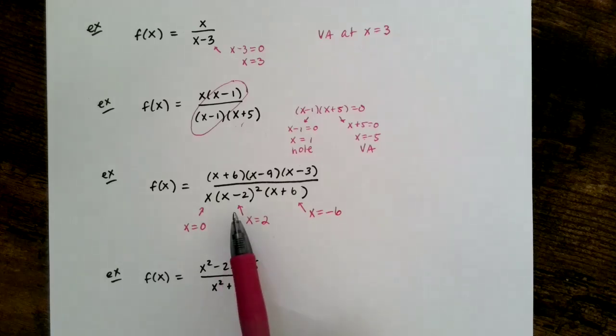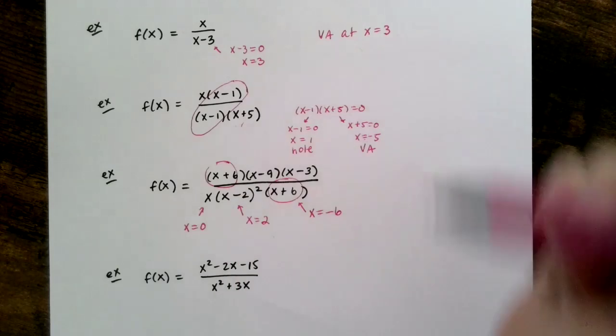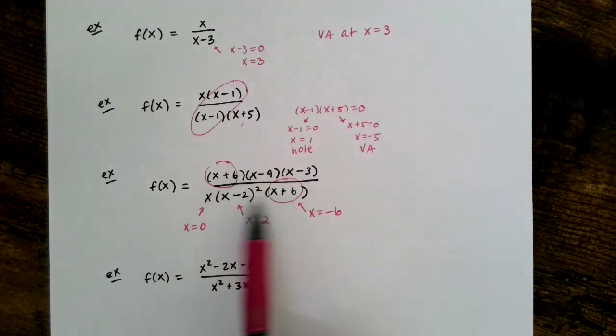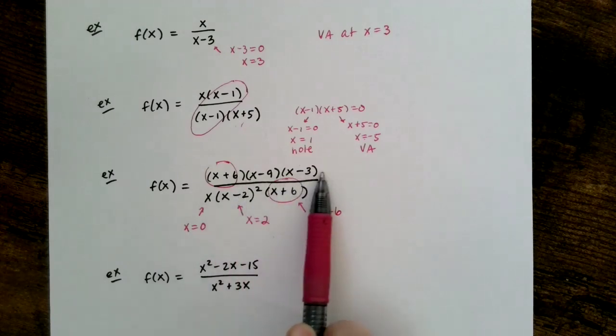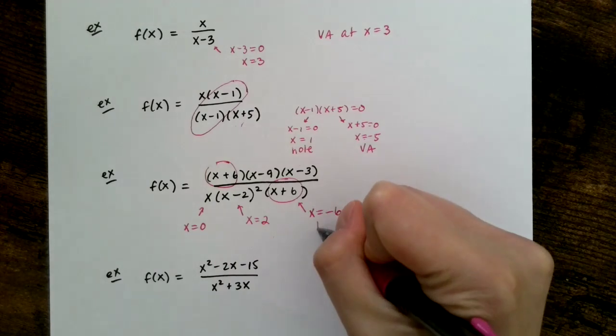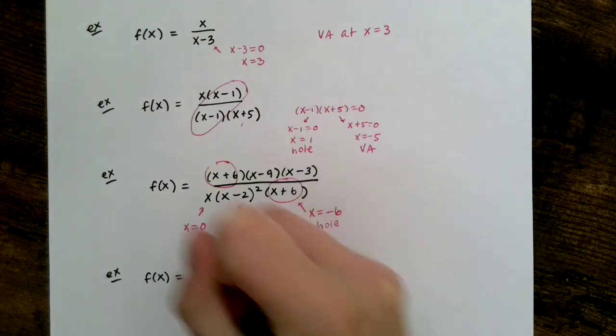And now if I look to the numerator, the only one that has a canceling factor up top is the x plus 6. x and x minus 2 on their own are not present here. So that makes -6 a hole in the graph, and then the other two are vertical asymptotes.